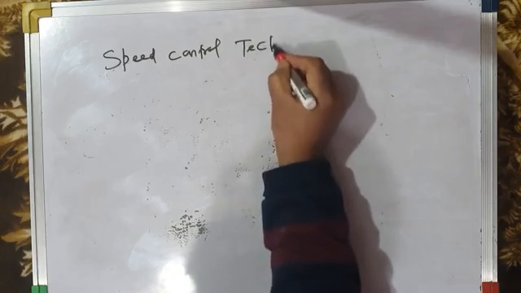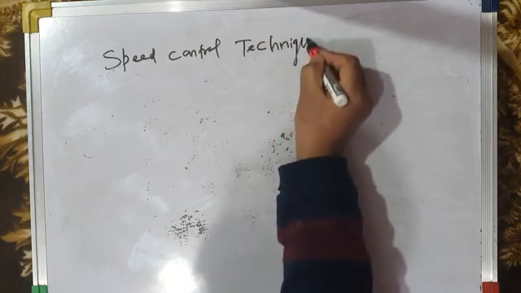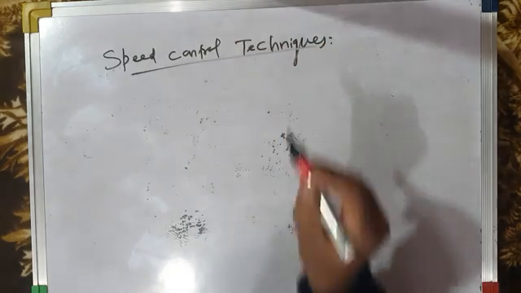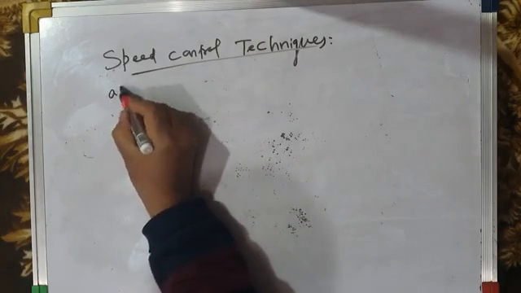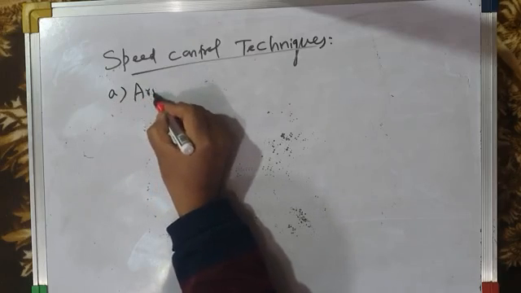The same speed control techniques which we have studied for separately excited DC motor are applicable for DC series motor. What is the first technique? First technique is armature resistance control.